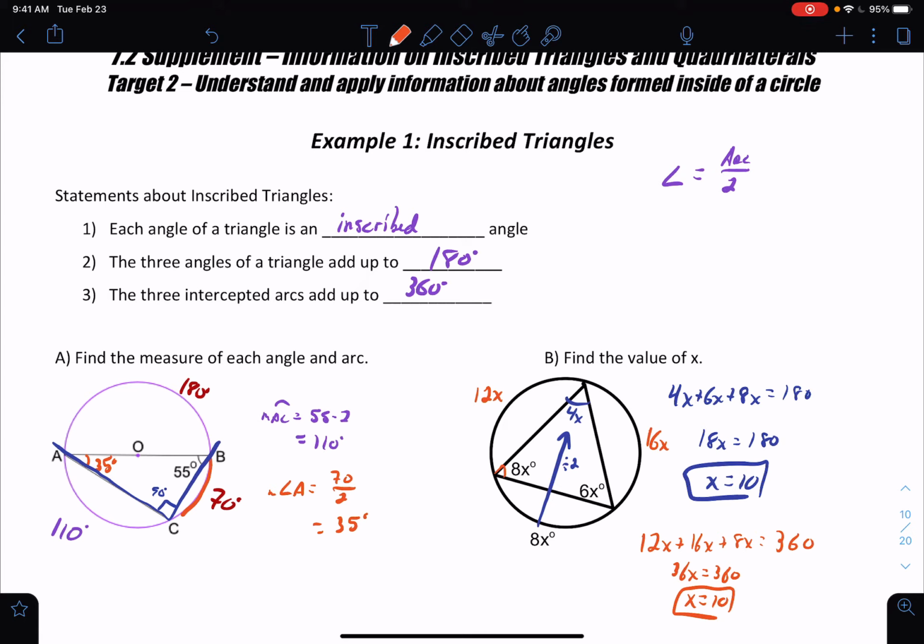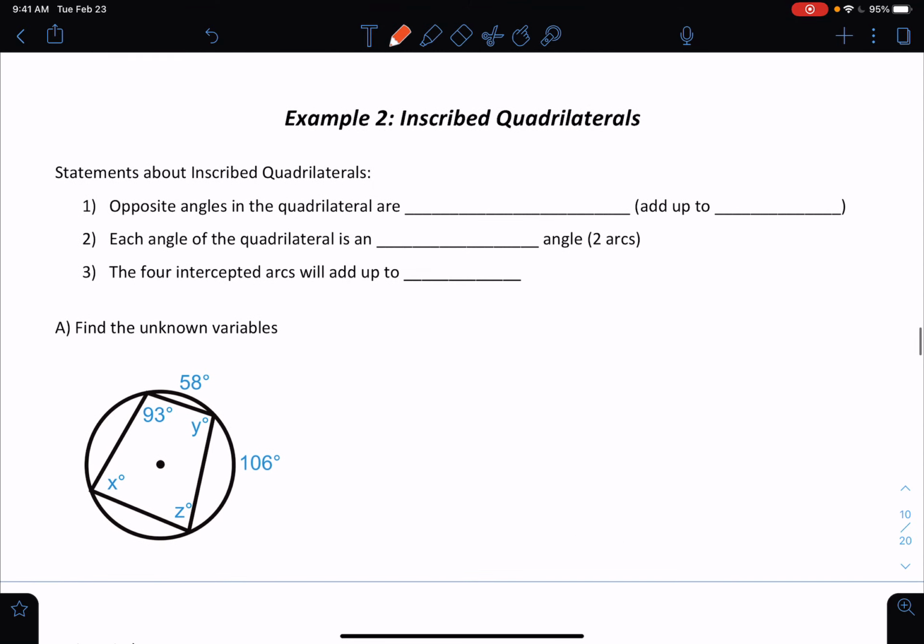So that's a triangle. Again, nothing new, just different diagrams that we haven't dealt with in the previous videos. And the last example is inscribed quadrilaterals. In inscribed quadrilaterals, opposite angles in the quadrilateral are supplementary. Remember that the word supplementary means they add up to 180 degrees. Now each angle of a quadrilateral is an inscribed angle, but notice that it captures two arcs here.